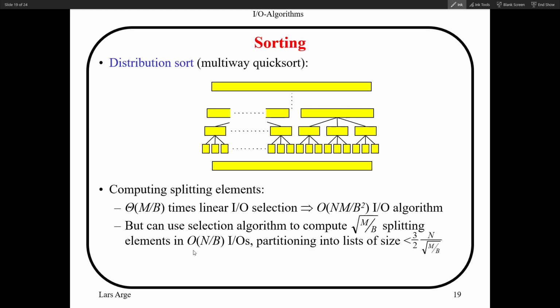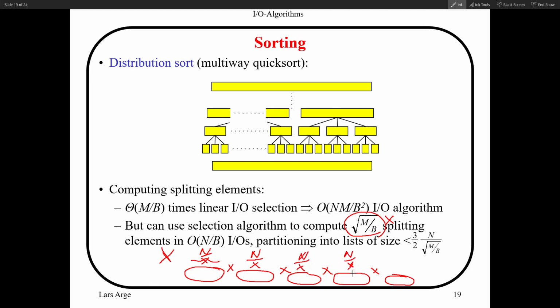What we want to do instead of computing M over B splitting elements is to compute square root M over B splitting elements, and they're not going to be perfectly splitting. What would perfectly splitting mean? Let me call this X. If I have X splitting elements, a perfect splitting would be that after you split the elements into lists, the size of each list should be N over X.